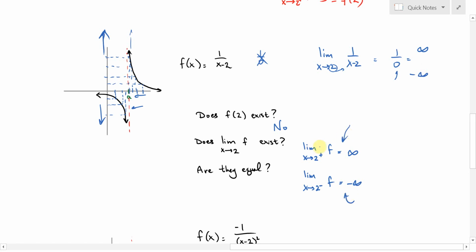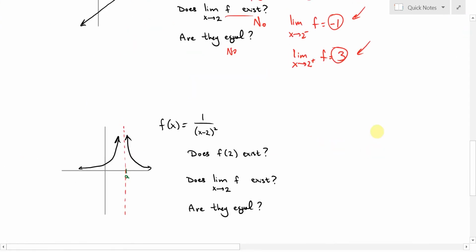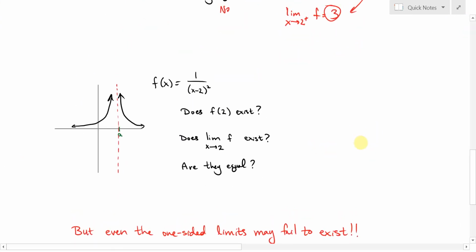So the two one-sided limits exist, but of course infinity is not the same as negative infinity, so they're not equal. And because those two one-sided limits exist but are not equal, the limit itself does not exist. So are they equal? Does the value of the function exist? No, it doesn't even exist. There's nothing to compare. On the other hand, you might have asymptotes that work out just a little bit better.